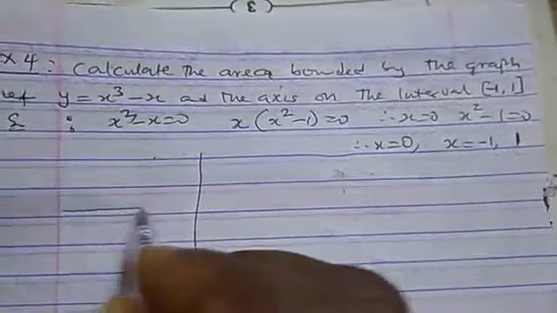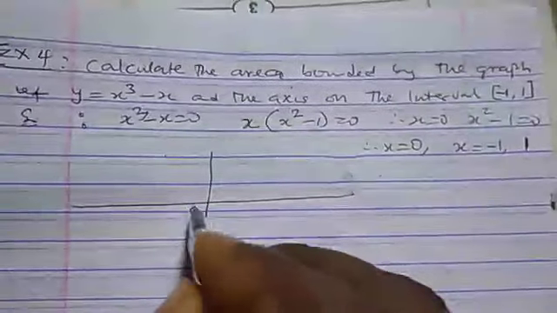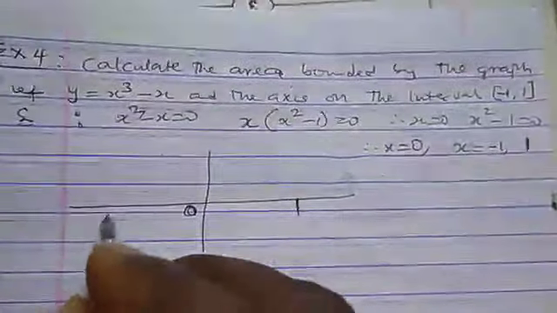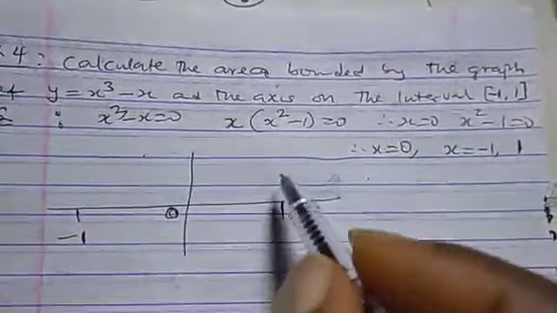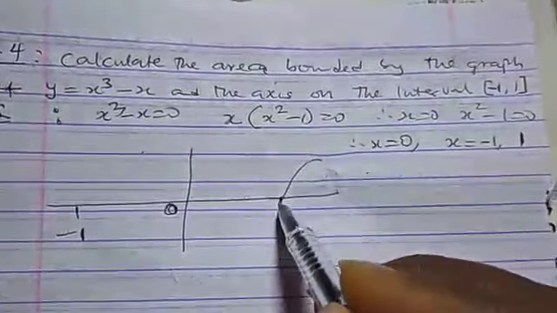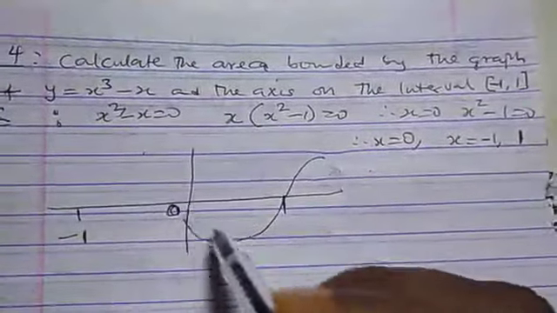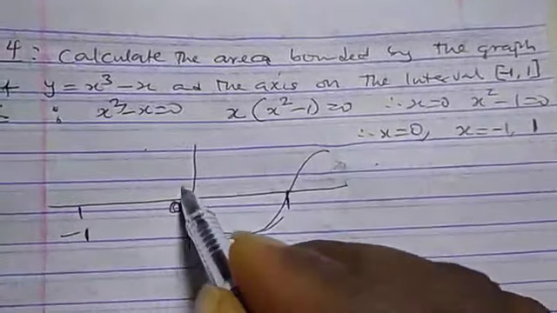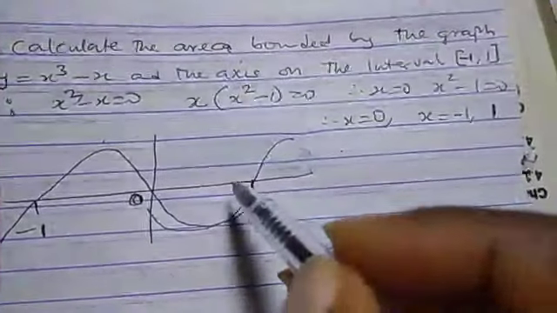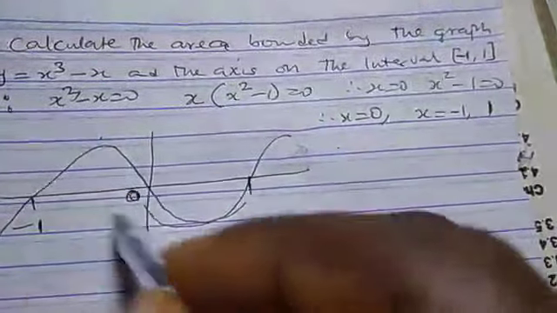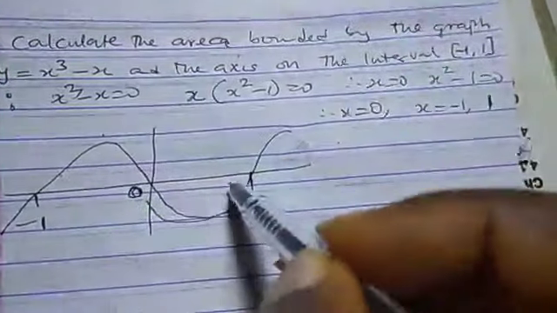We now need to draw the graph. 0 is here, 1 is here, minus 1 is here. So when you draw the graph, it will be like this. It will pass through this 0, and it will come like this. How do we even know that it comes like this? Why can't I draw it like this?